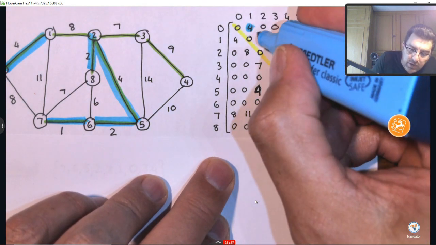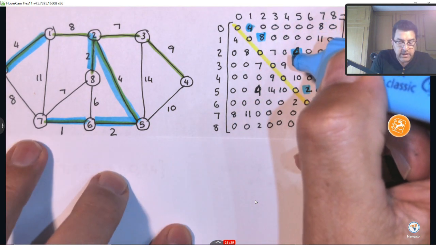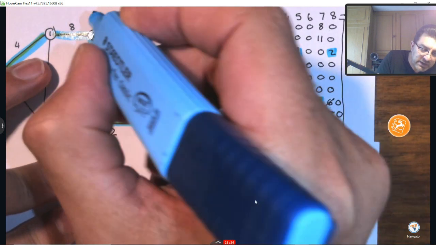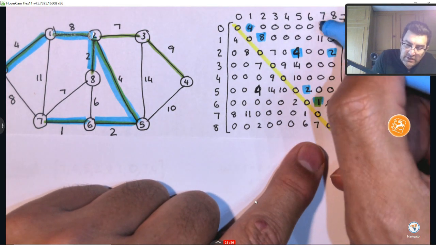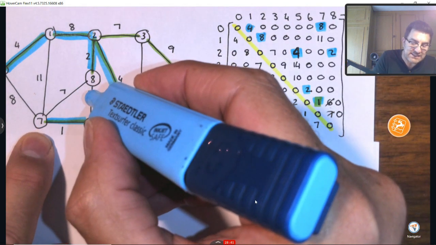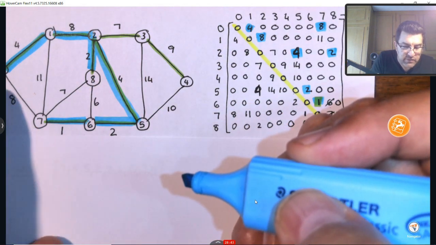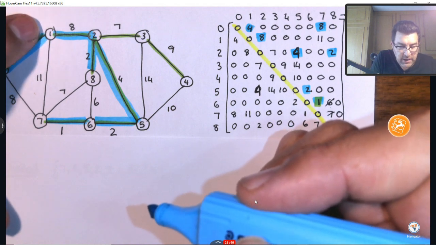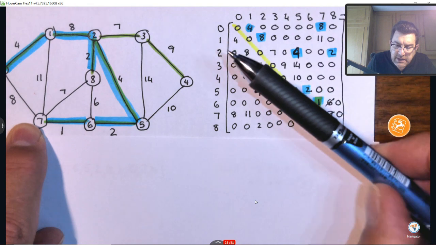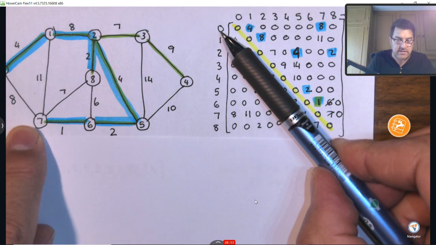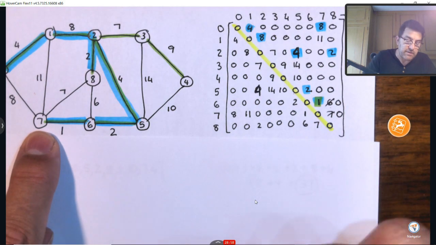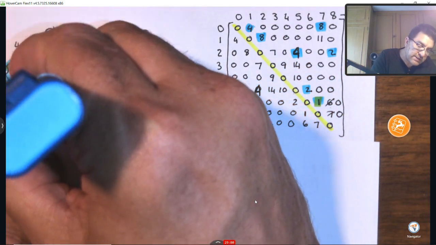So let's go for 1 and 2. Vertex 1 and vertex 2 is connected by an 8. And then there's another 8 between 1 and 7. 1 and 7. Where's my 7? Where's my vertex 1? Vertex 1 and vertex 7 has an, what am I saying here? It's vertex 0 and vertex 7 that has the 8 at the top. So here's 0 and 7.